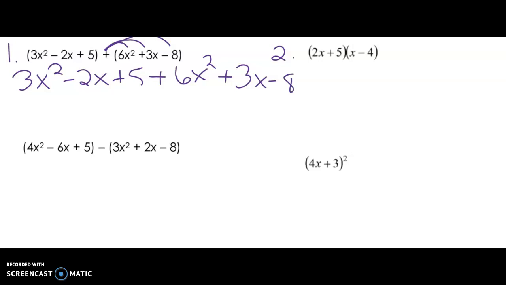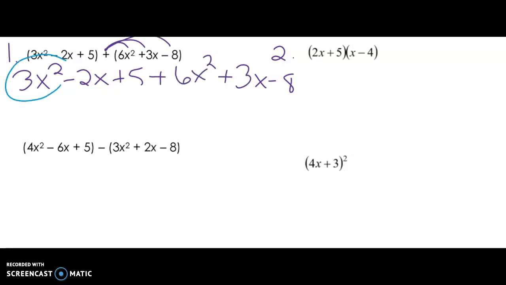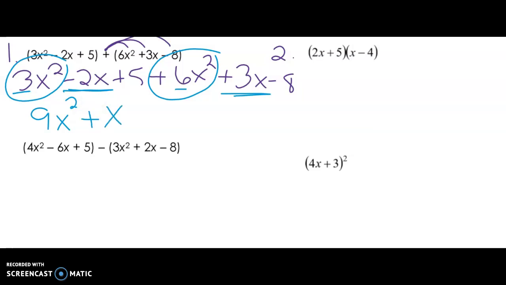Now we want to combine our terms that are the same. So we have a 3x squared and we have a positive 6x squared. And 3 plus 6 is 9x squared. Then we have a negative 2x and a positive 3x. Negative 2 plus 3 is plus 1x. And then our plus 5 and minus 8 will give us a negative 3.